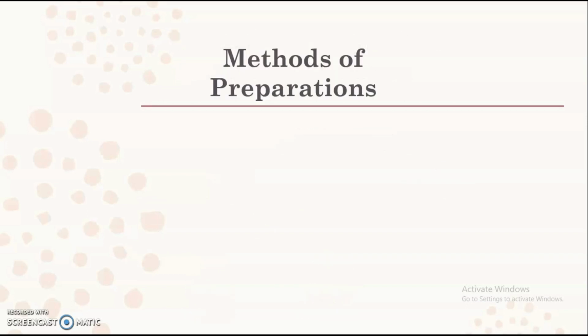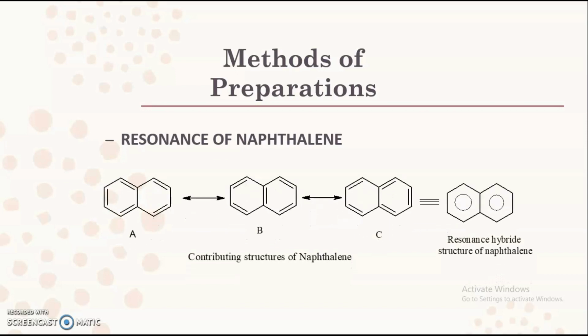So let's begin with what are the different methods that are used for the preparation of these naphthalenes. Now before that, we should know what are the different resonating structures that are possible for the naphthalene. So there are a total of 3 contributing structures possible with the naphthalene, which are depicted over here. You can see here, this is the first structure.